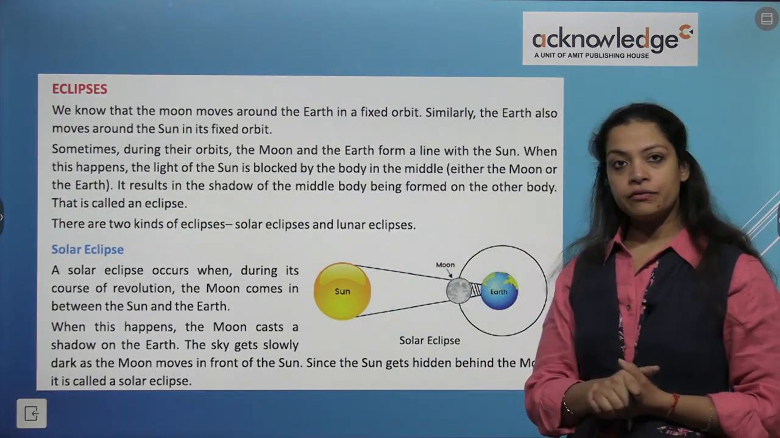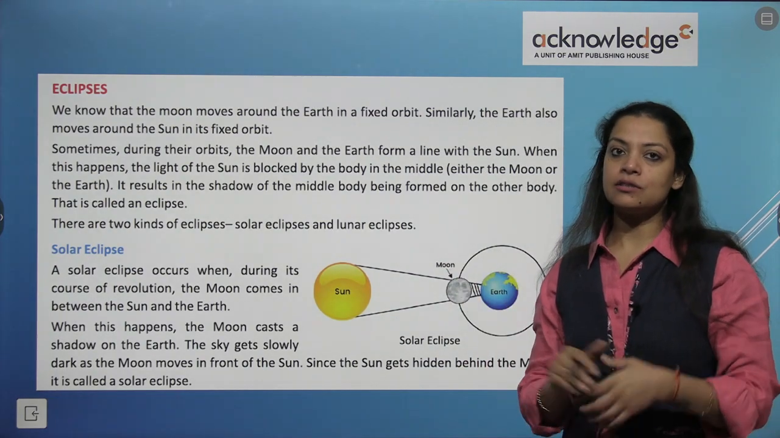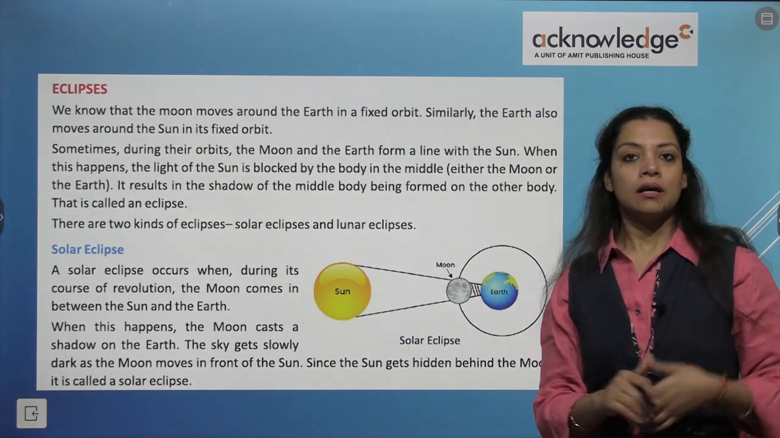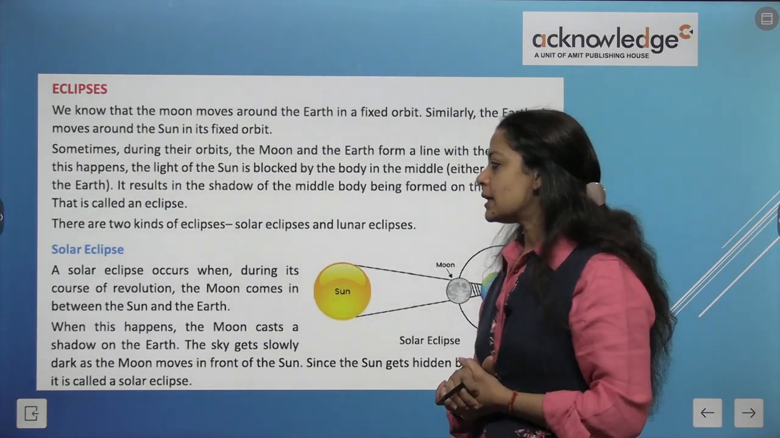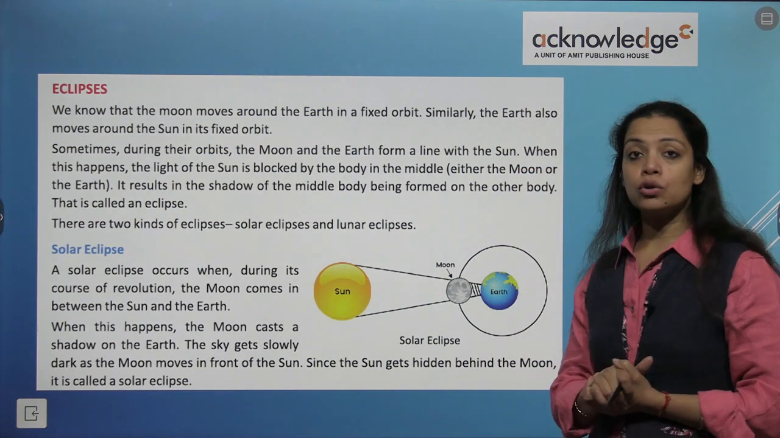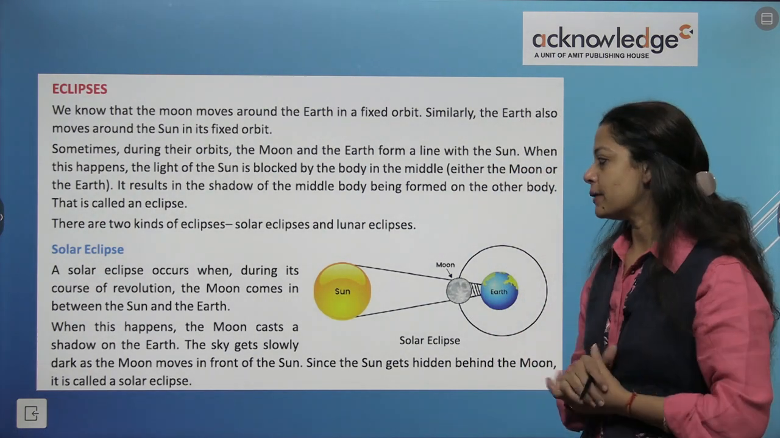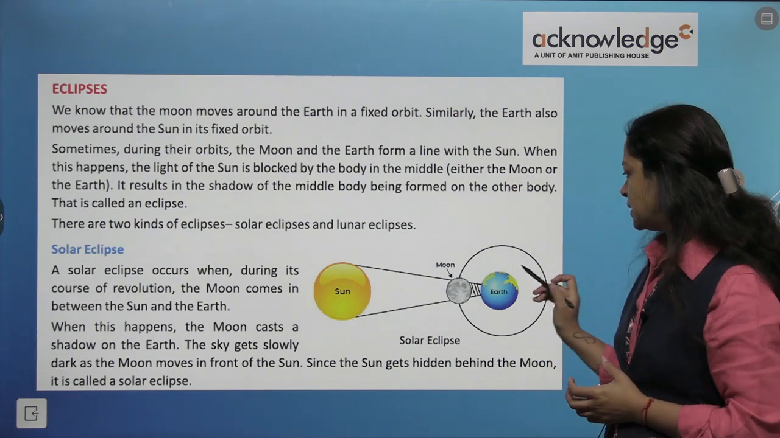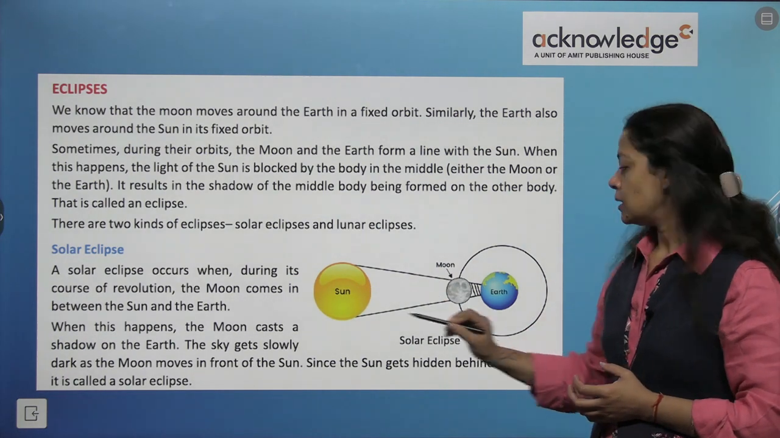So there are two kinds of eclipse. या तो solar eclipse होगा, that is जो हम हिंदी में कहते हैं सूर्य ग्रहण, and lunar eclipse, that is चंद्र ग्रहण. So solar eclipse occurs when during its course of revolution, that is when it is moving, the moon comes in between the sun and the earth. See, this is earth, this is the sun.